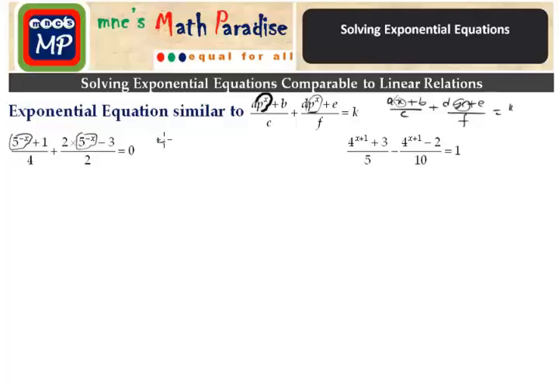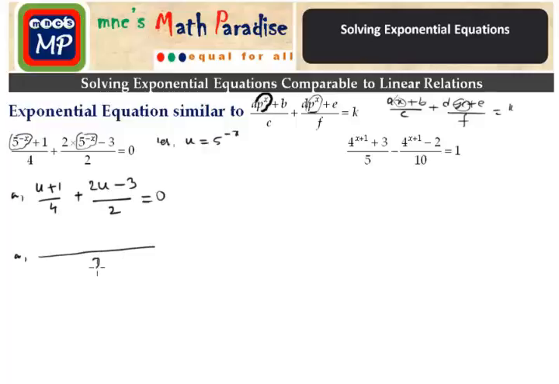So we will just replace the exponential term 5 to the power minus x by a new variable u. So we will be getting (u + 1)/4 + (2u - 3)/2 = 0. So this becomes a linear equation like this. We will solve this fractional linear equation to find the value of u.